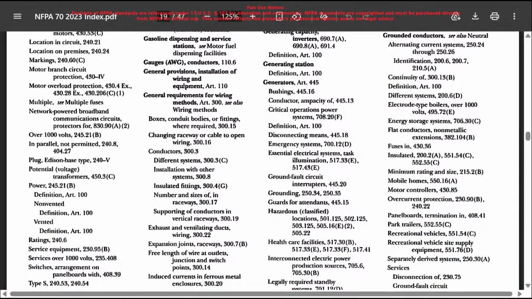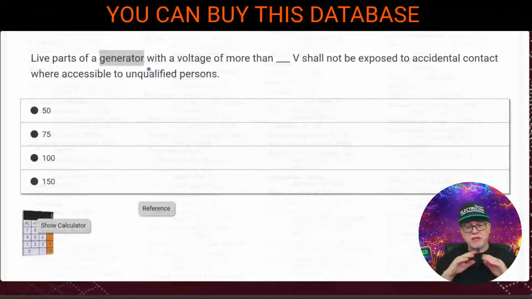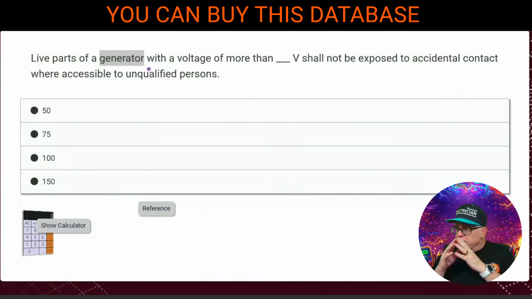I will also remind you at this time that generator is not a big article, so bold scanning can be your best friend. It might be even easier for you just to go to 445 and start bold scanning and look for live parts. Look for accessible. Look for the term unqualified persons. Look for all those types of things, exposed. Those are trigger words as you're bold scanning. You're not reading the entire thing verbatim. You're basically just speed reading it, looking for these key triggers.